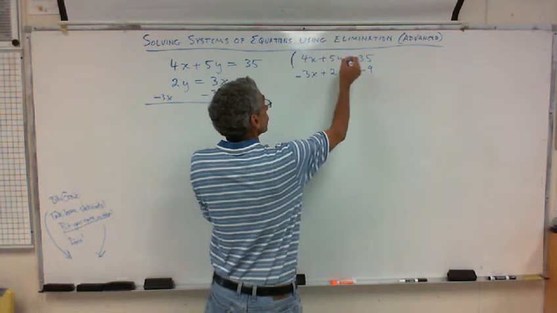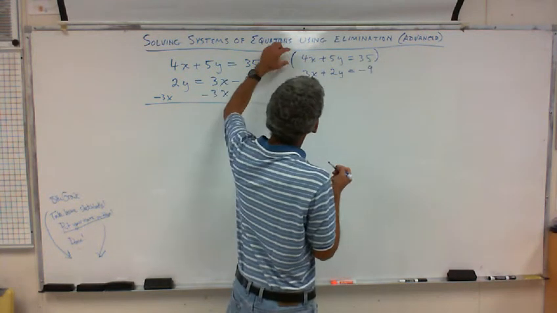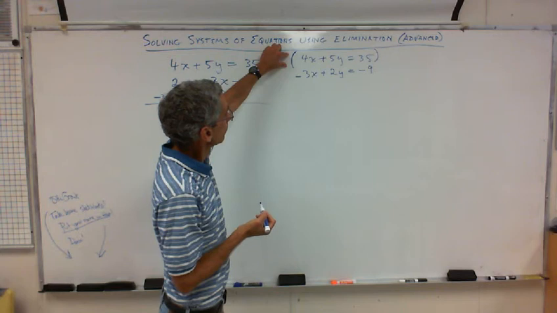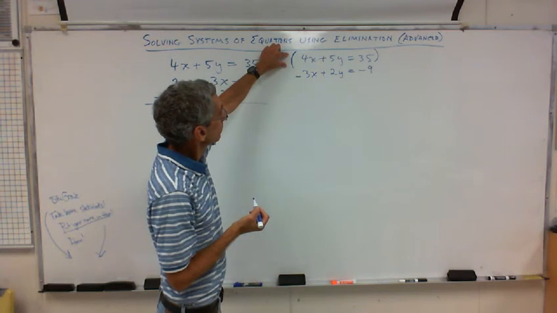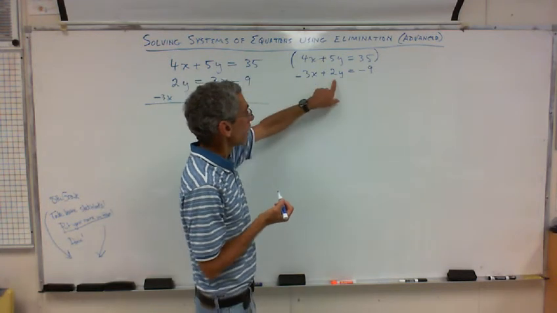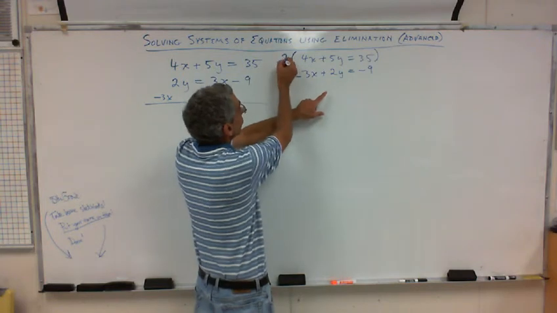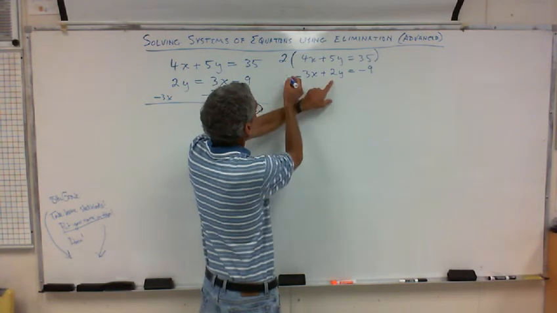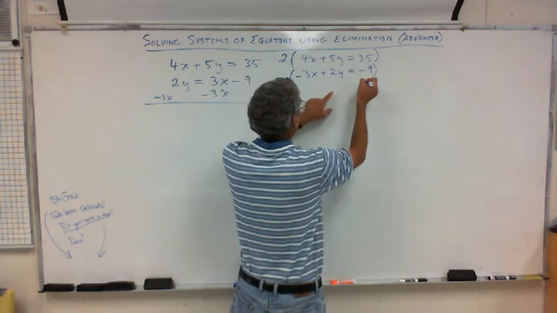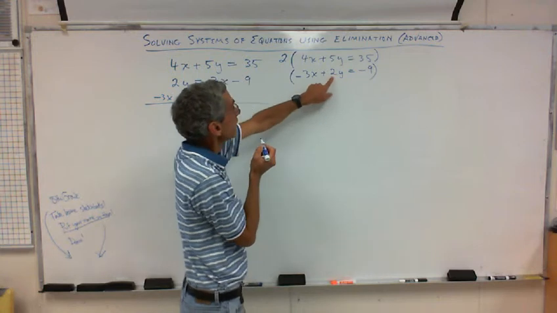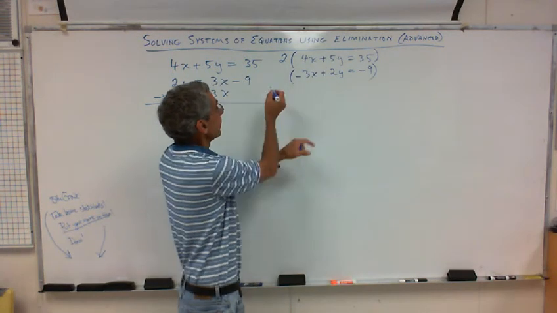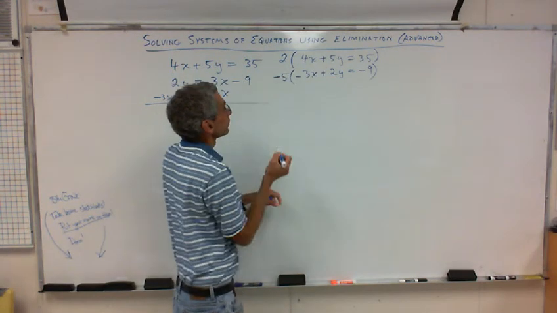So what we're going to do is we're going to put our parentheses around this one. We're going to multiply the top one by what? 3? 2? Yeah, well, we're going to get rid of the y's now. So we're going to go for 2 here. And then the bottom one, we're going to multiply times what? Negative 5. Negative 5, right? Because we want them to be different signs.